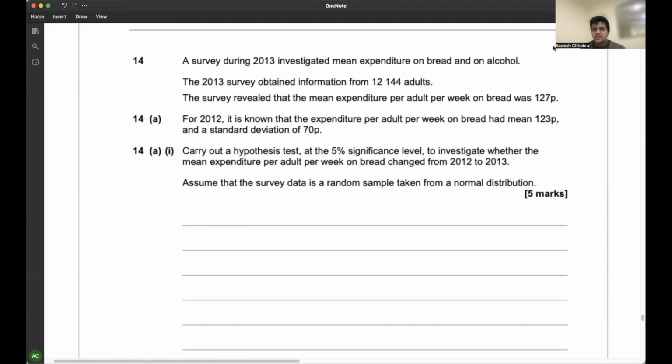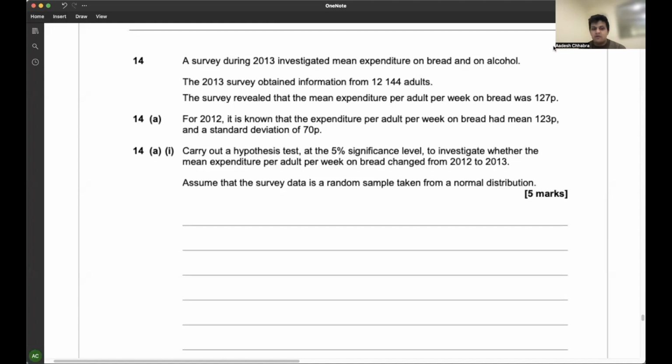So in question 14, a survey during 2013 investigated mean expenditure on bread and on alcohol. The 2013 survey obtained information from 12,144 adults, and the survey revealed that the mean expenditure per adult per week on bread was 127p. Now in 14A, it's been given that for 2012, it is known that the expenditure per adult per week on bread had mean 123p and a standard deviation of 70p.